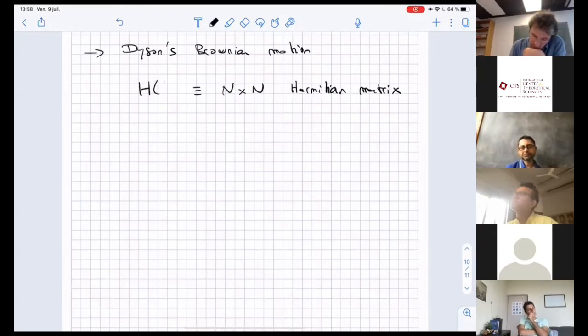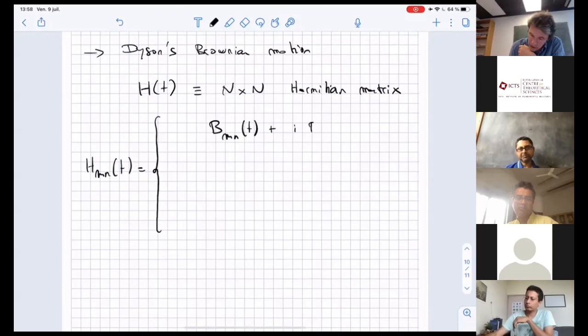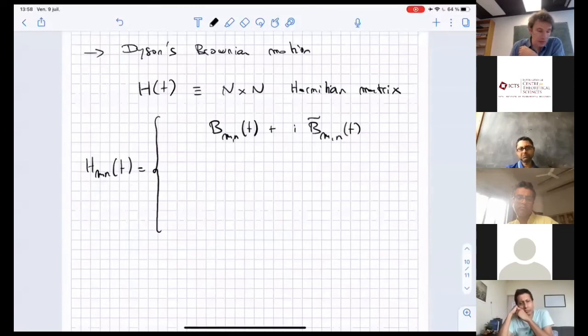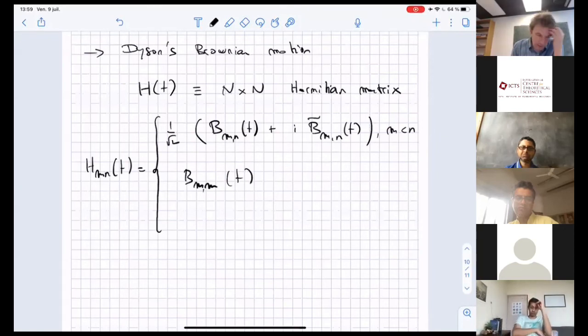So now I want to have a dynamical version of that. I define H of t, which is now a matrix whose entries in fact depend on t. And the way they depend on t, and that's how Dyson introduced his Dyson's Brownian motion, is that now the matrix elements themselves are performing Brownian motion, okay? So you take both the real part and the imaginary part, so I define some elements B_m, they are Brownian bridges. And I need to have two families, B and B tilde. There is a normalization factor, don't worry too much about that. Then I have the diagonal parts, B of mm. And then because it has to be Hermitian, I will just have the conjugate on the other side.